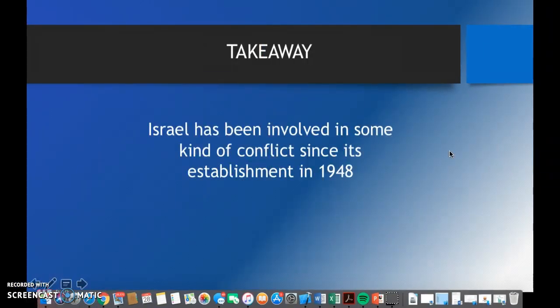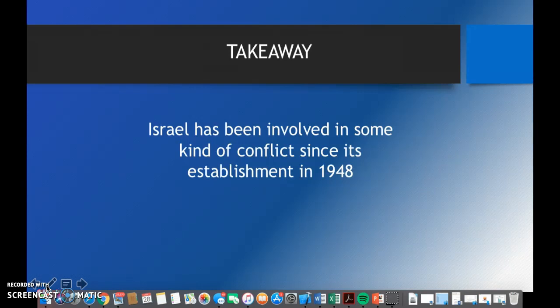One thing that I think you should take away from this presentation and Israel itself is that it has been involved in some kind of conflict since its establishment in 1948. And this is mainly because of the Arab-Israeli conflict that I discussed earlier. The Palestinians disagreeing on their cut of the land, disagreeing on Israeli rule. And so, yeah, that's the main reason that Israel has been involved in some kind of conflict for pretty much its entire existence.